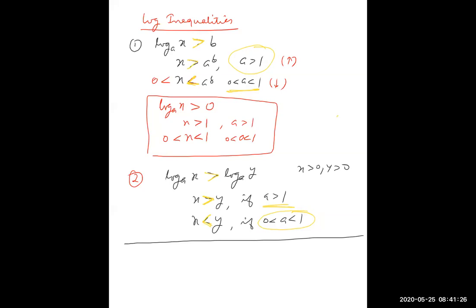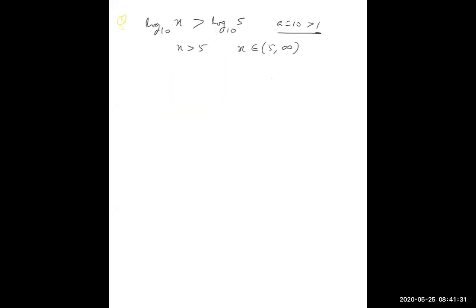So now let us go to that again. That means your answer is now, see, x is not equal to 5. So that's why it is an open interval. So the answer in this case, you can write in this way also: 5 to infinity. But if I ask you a second question, log half x is greater than log half 5.